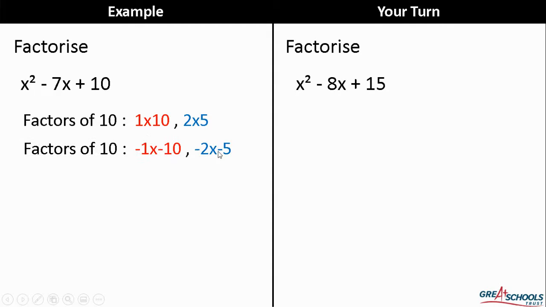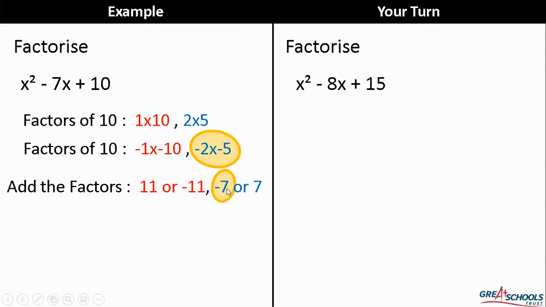It's going to have to be these two to give me a negative coefficient of x. So immediately I know I'm looking at these two pairs here. And if we find the sum of them, I have included the sum of the others here, just to show you that we must be looking at negative 2 plus negative 5. And that's going to give me negative 7. So those are the pair that I want.